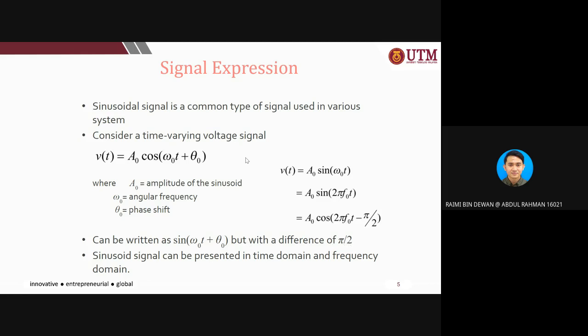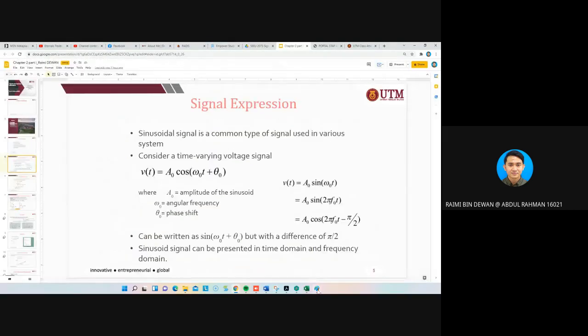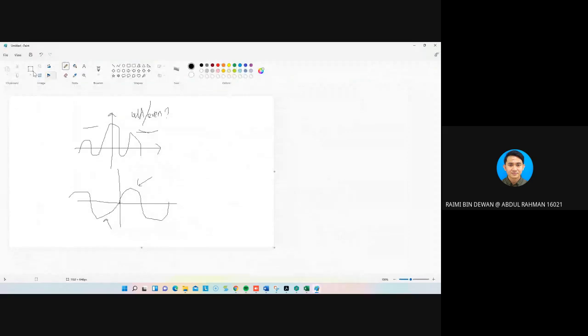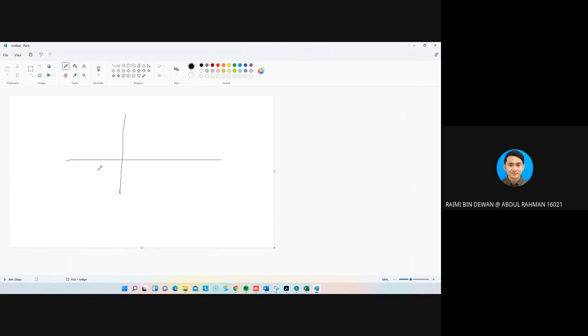I think you guys are familiar, you guys know this already, because you have a sine cosine graph like this, and you have a sine graph something like this, okay? So you see there is a difference, okay? There is a difference of what? Theta, pi over 2. There is a difference of 90 degrees, okay?